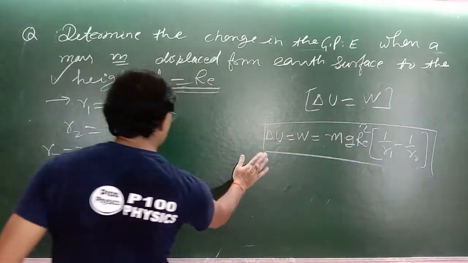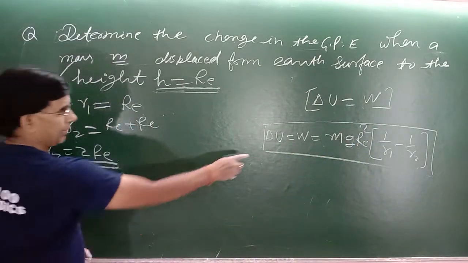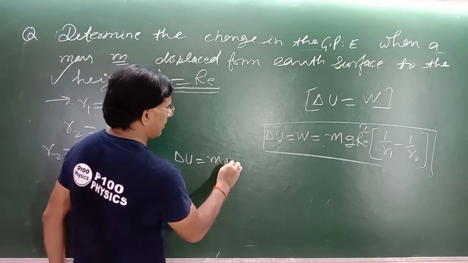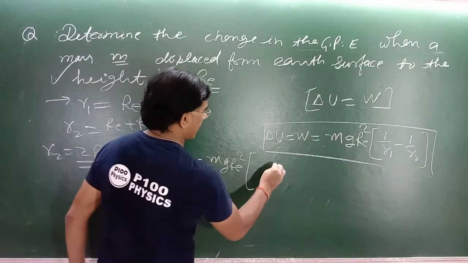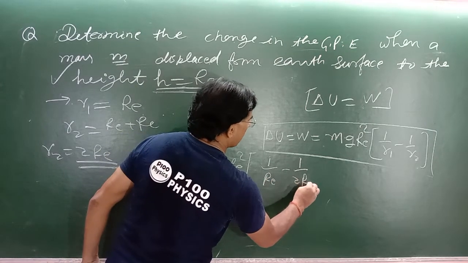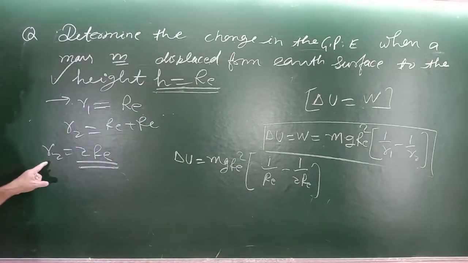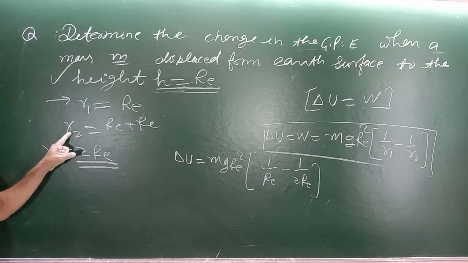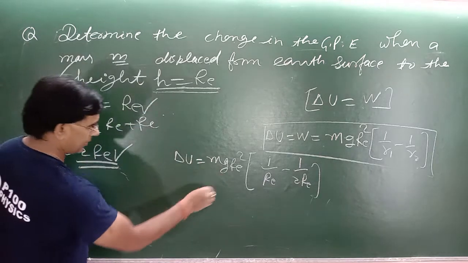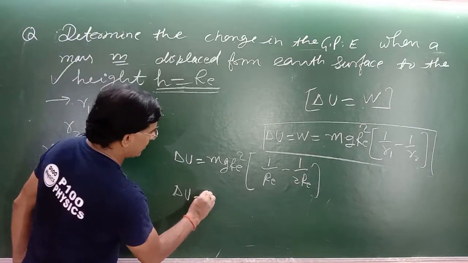Putting the value in this, delta U will be how much? mg Re square in the bracket of 1 upon Re minus 1 upon 2Re, because R2 equal to 2Re and R1 equal to Re. And solving this, delta U will be how much?